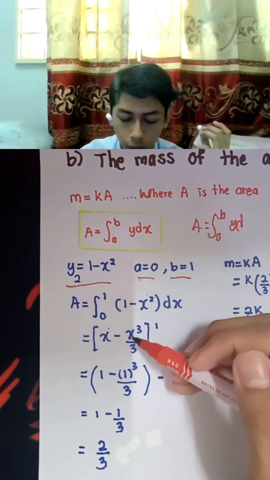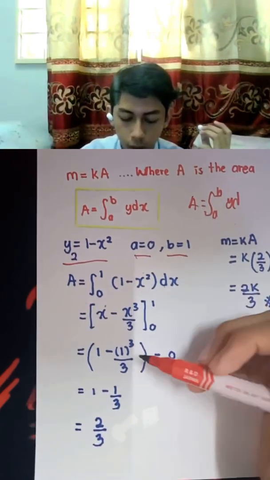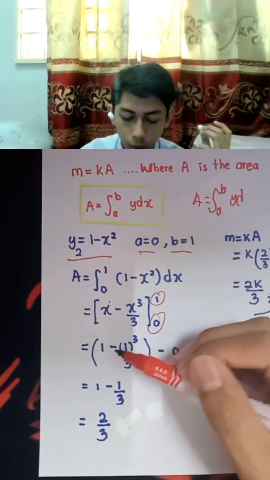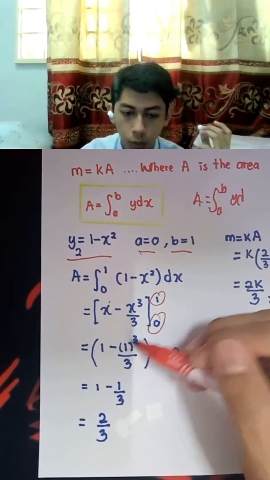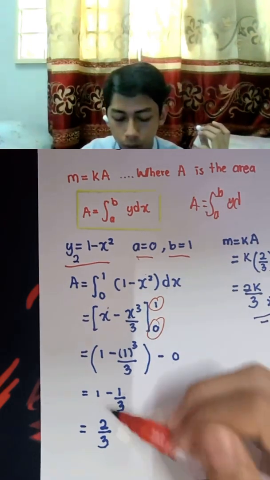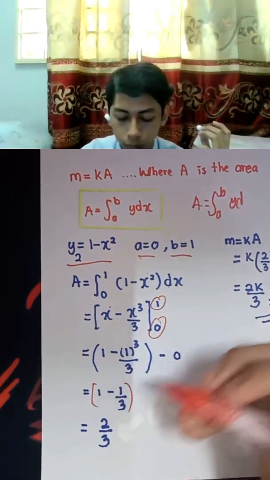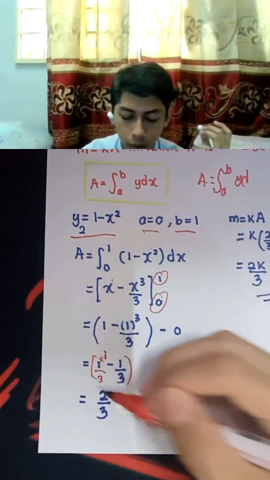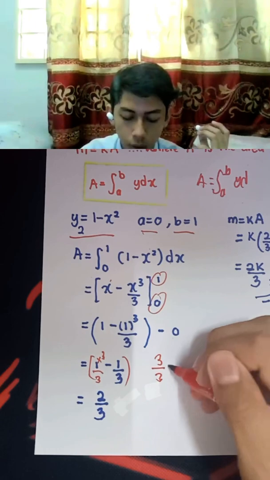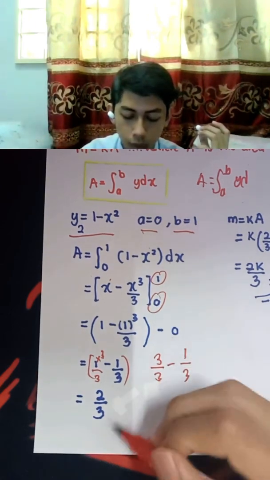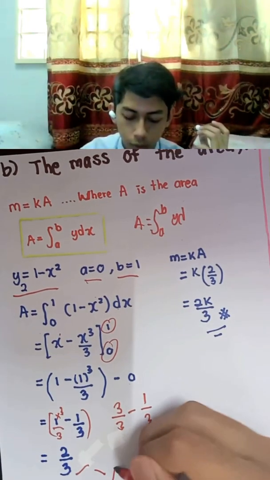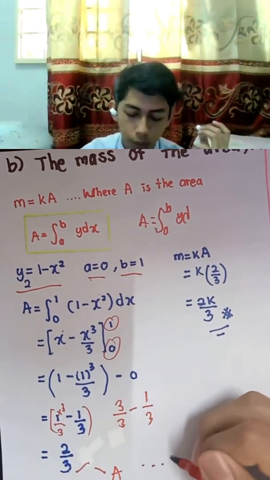After that, we integrate: 1 becomes x, and x squared becomes x cubed over 3. We substitute 1 and 0. We get 1 minus 1 over 3, 1 to the power 3, minus 0, and then we subtract it. So this one is times 3 over 3. We get 3 over 3 minus 1 over 3, so we get 2 over 3.